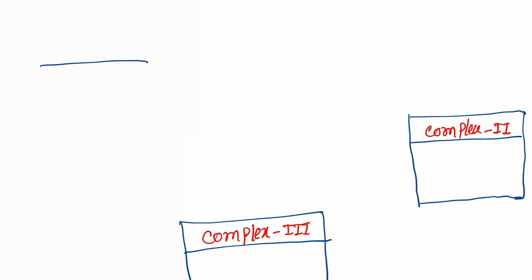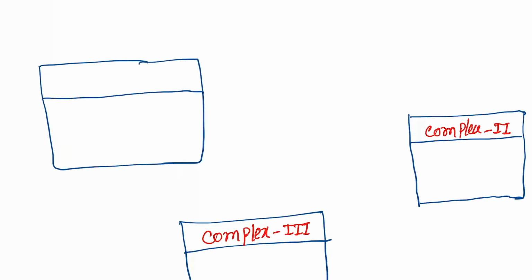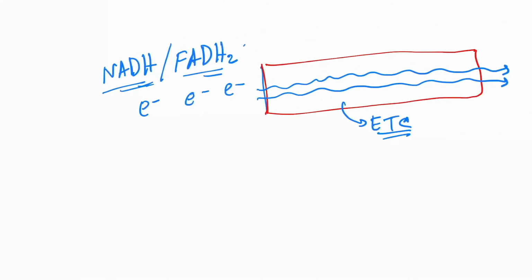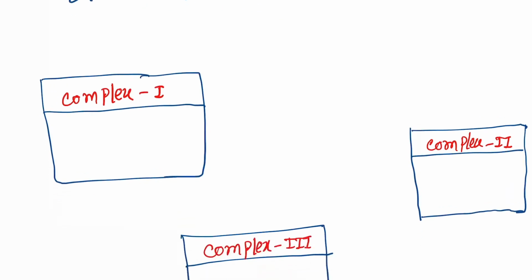Okay, so let's take complex 1, and after I will tell you why the name is like that, complex 1. Okay, so now I have told you earlier that NADH and FADH2, these two coenzymes are mainly acting in the electron transport chain. So we are getting electron from NADH and FADH2. So okay, write down the name of complex 1.